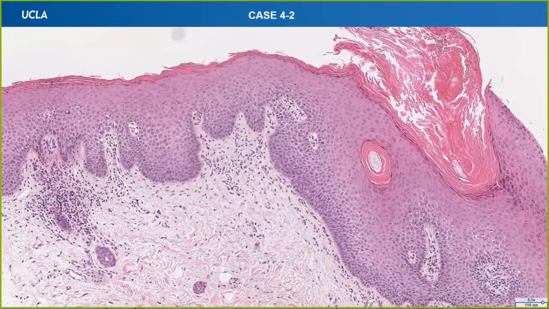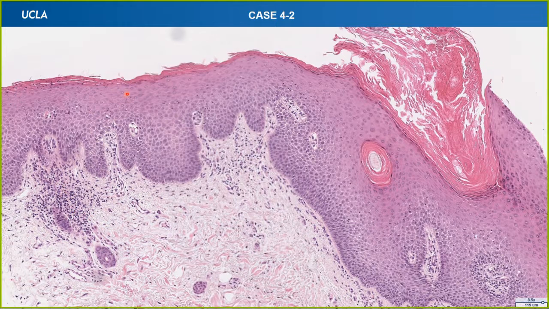Here's a different patient with a similar clinical history of irritation, and we see similar features of spongiosis with acanthosis. There is a parakeratosis, but at this power, I don't see any neutrophils. So this is in the differential for spongiotic dermatitis.